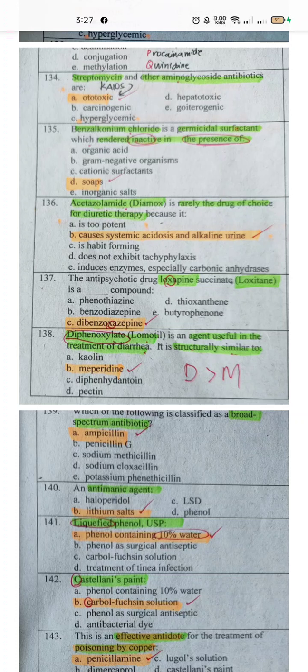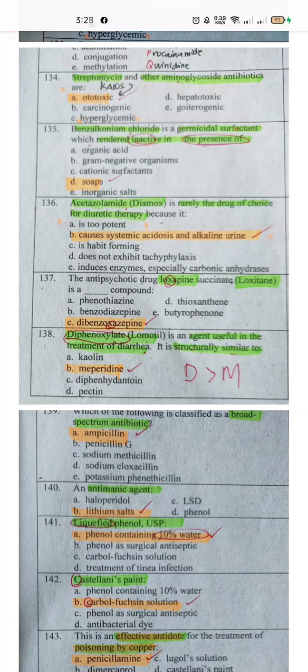137. The antipsychotic drug loxapine succinate or brand name Loxitane is a dibenzoxazepine compound. So, your Loxitane or loxapine succinate is an antipsychotic drug with a dibenzoxazepine compound.